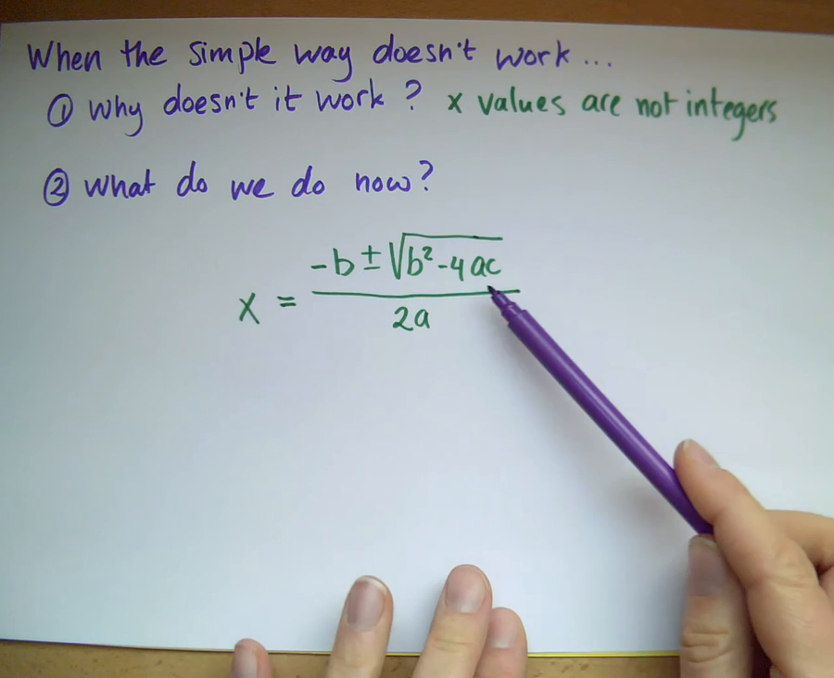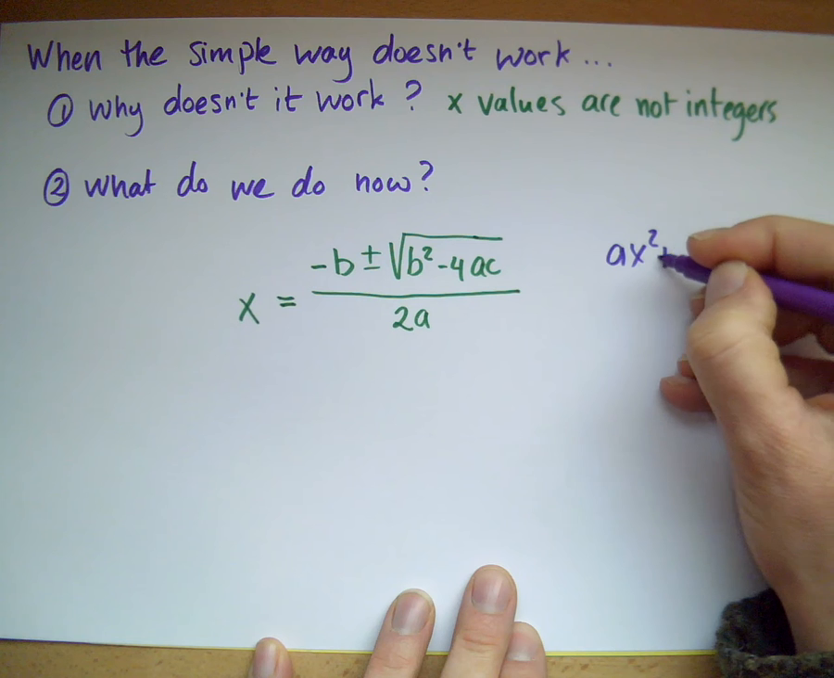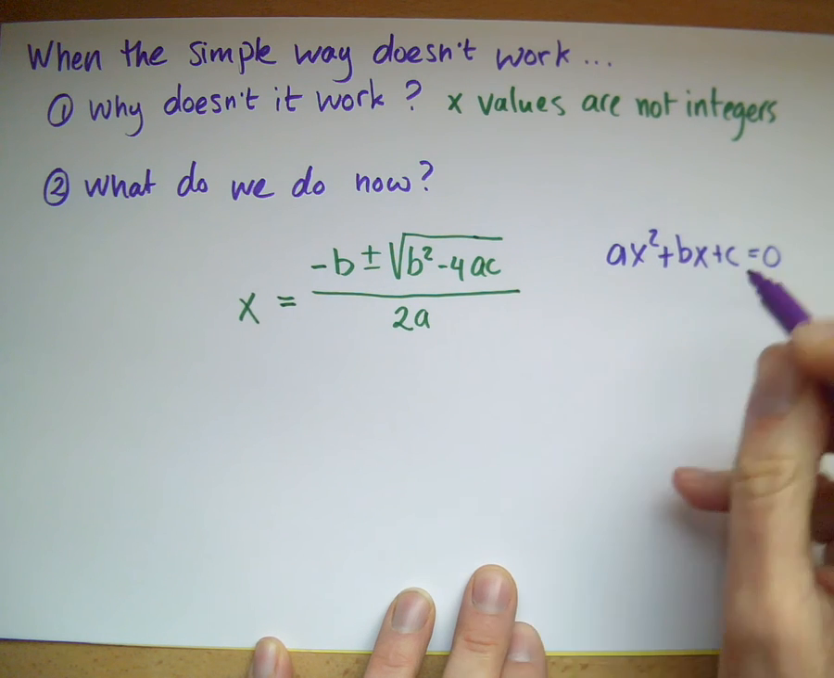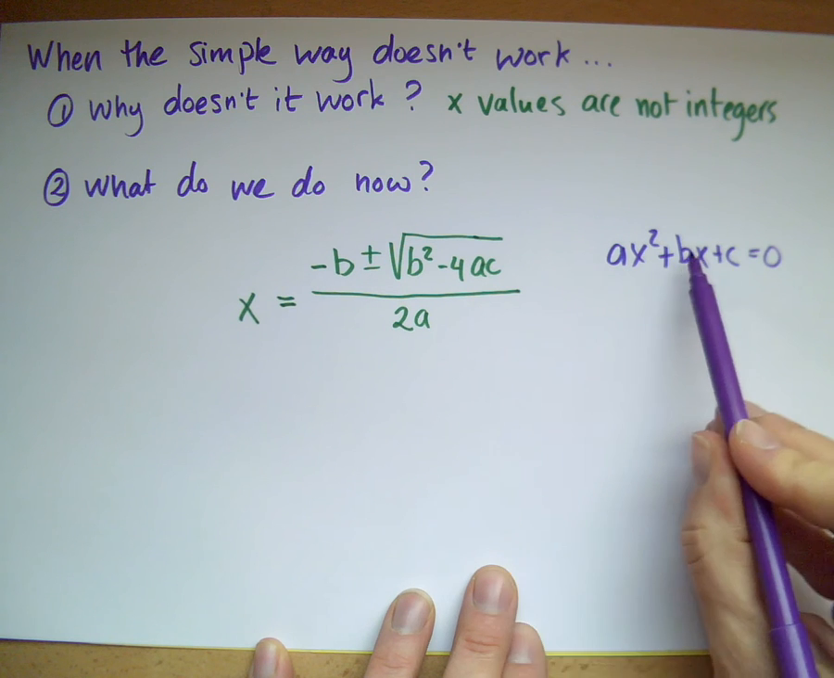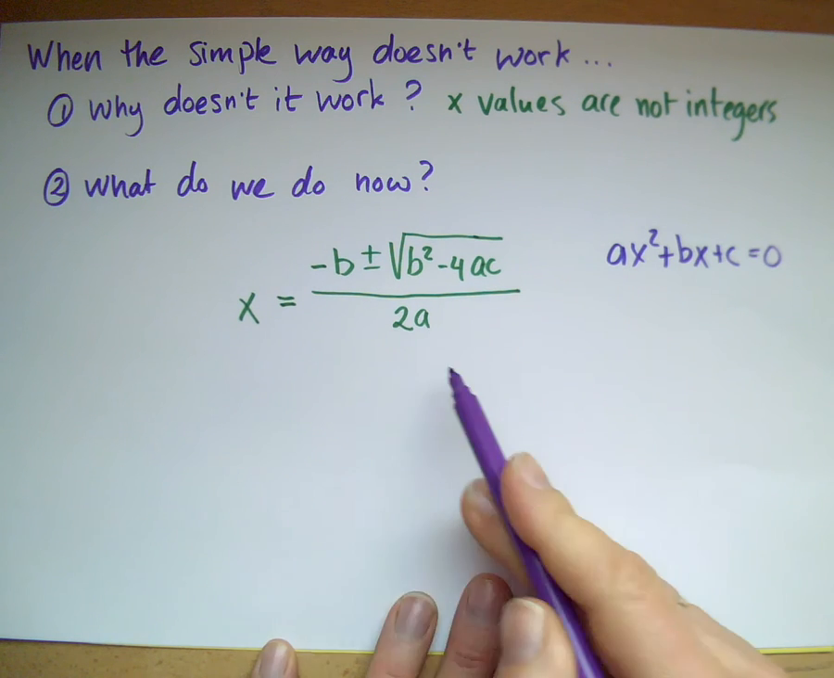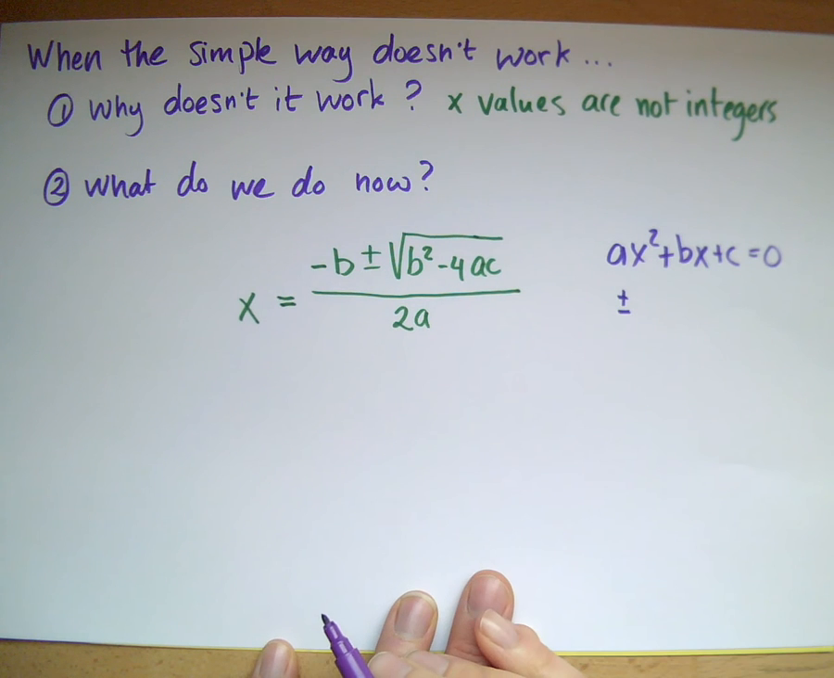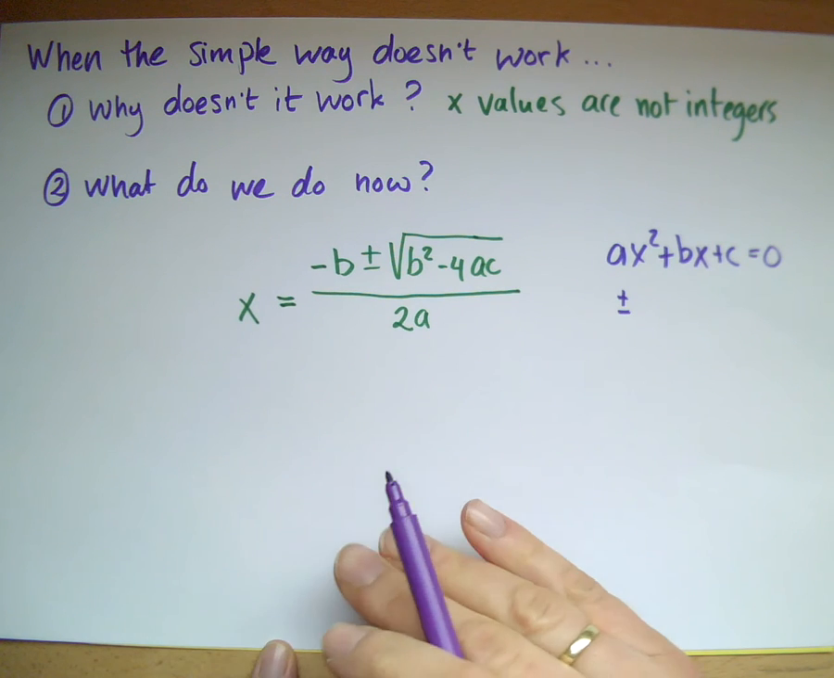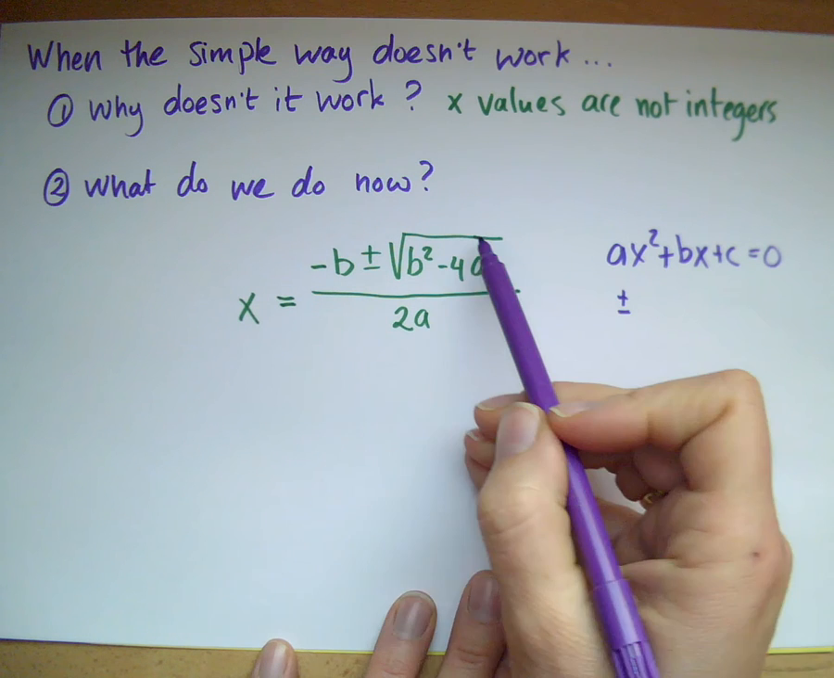Okay, a couple of things you need to know. The b's, the a's, the c's come from this equation, right? So if you get your equation into the right shape, you'll see your a, b, and c values, right? You plug them in here. What does this mean? Plus, minus. That means you either add or subtract this bit.